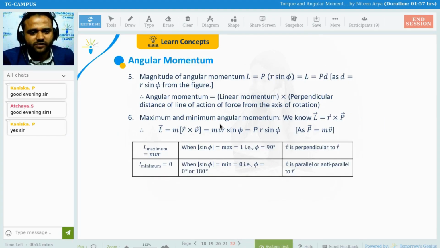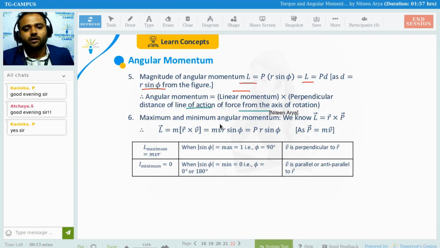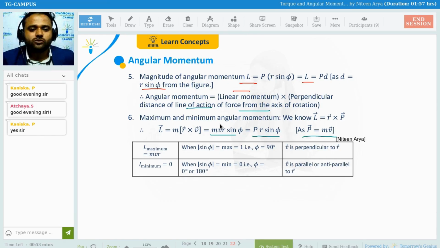In the same sense, the same characteristic: L = P R sin phi, where the perpendicular distance is R sin phi from the figure. We already did this on the previous page. The angular momentum is linear momentum times the perpendicular distance of the line of action of the force from the axis of rotation. Maximum and minimum, same thing, because L = m R cross V. So m V R sin phi, P R sin phi.